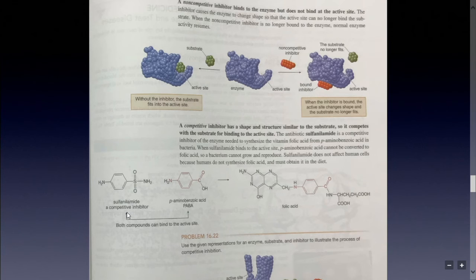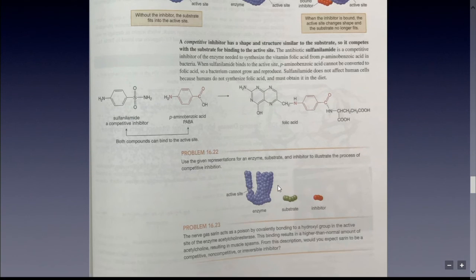So isn't that pretty neat? And what's really cool, check out this last sentence. Sulfonamide does not affect human cells because humans do not synthesize folic acid. We eat it. That's a vitamin that we eat. It's one of those essential vitamins that we have to eat because our bodies don't synthesize it. Remember, the vitamins are like the lipids, and so we synthesize some of them, but some of them we don't. All right, cool. So there you go.